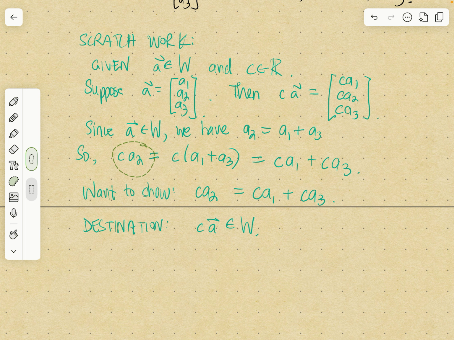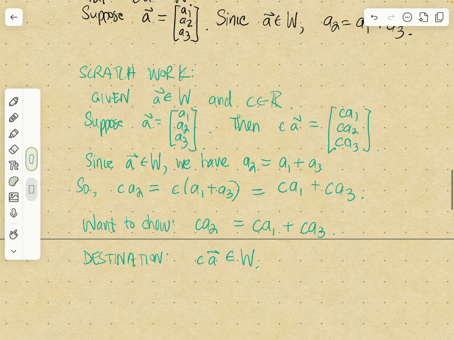We showed that C times A2 is, when you have something that's equal to something and that's equal to something else, that amounts to saying that the first thing is equal to the last thing, right? So C times A2 is CA1 plus CA3, which is what we wanted to show.